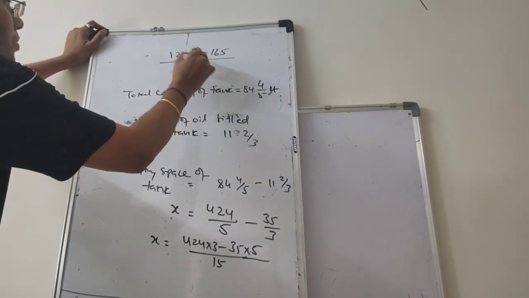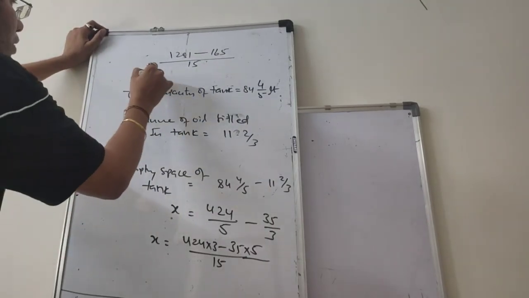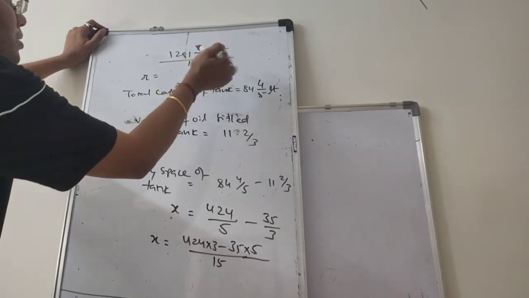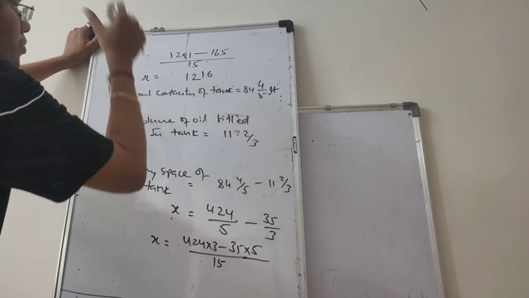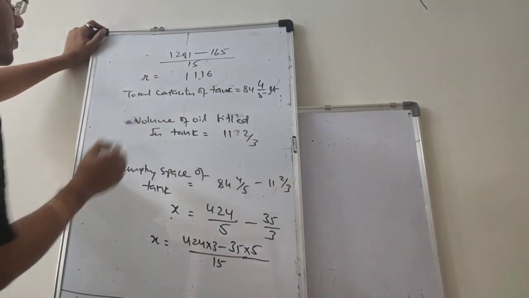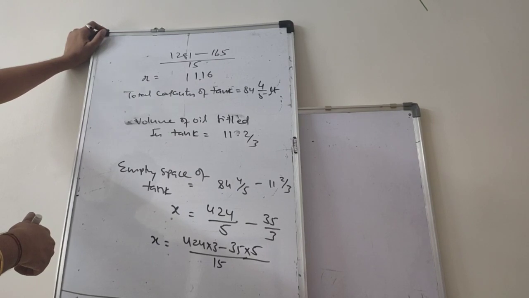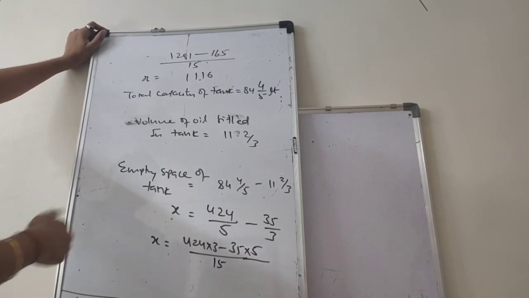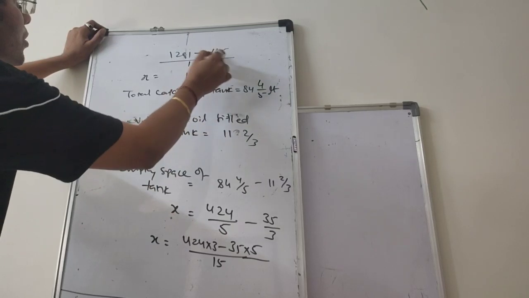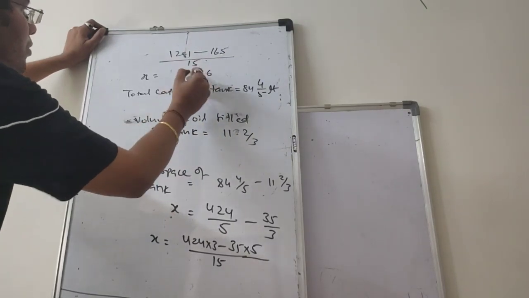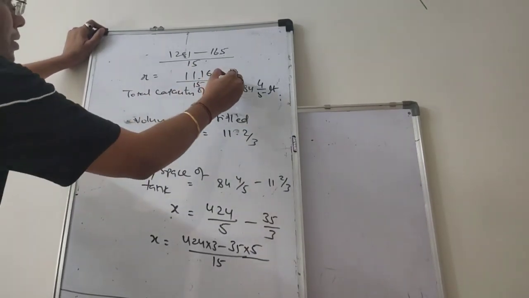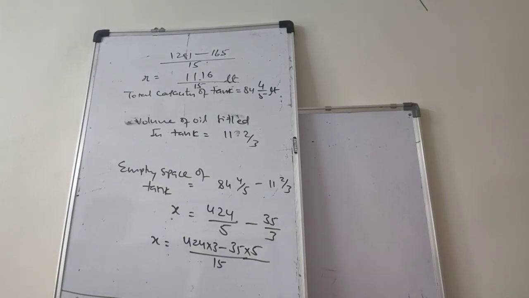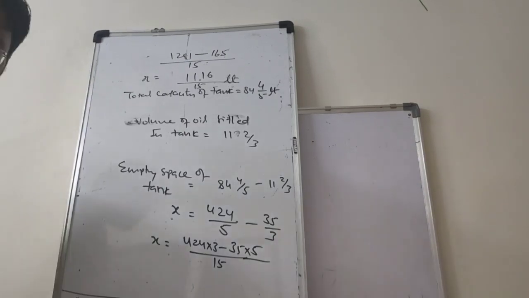1272 minus 175 divided by 15. Okay, so the total value of x is 1097 by 15 liters. So that will be the amount. Is that clear?